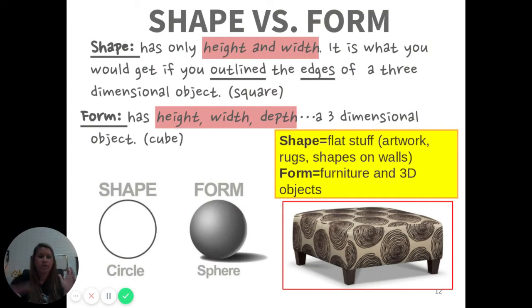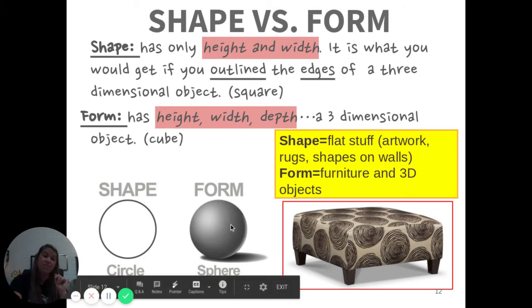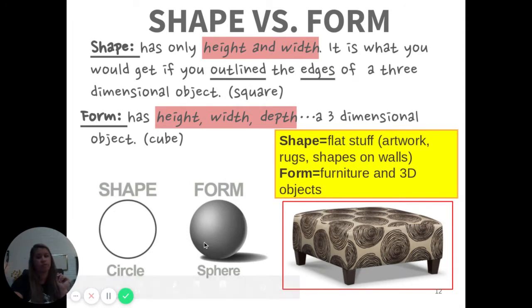Shape versus form. Shapes are flat. Forms are round. Okay? So if you have like a circle, it's a shape. If you have a sphere, that's the form version of that. If you have a rug, that's flat. If you have a couch, that's a form.